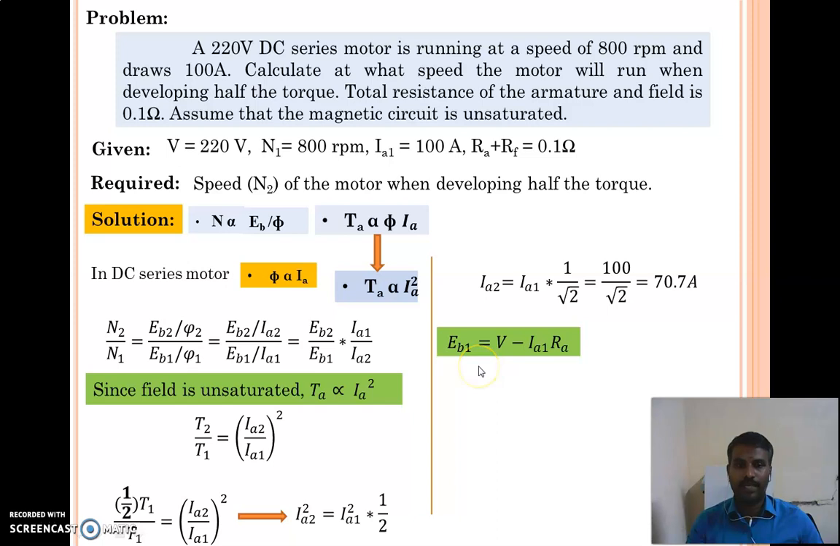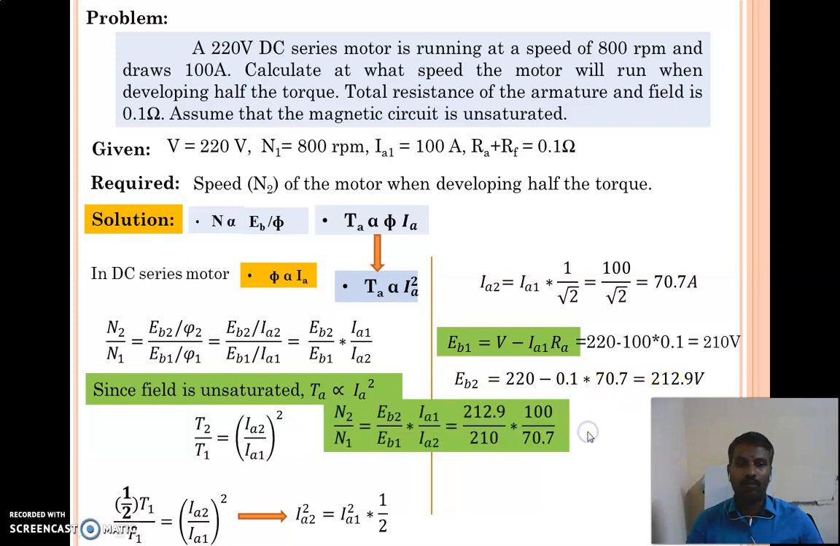Now we can find the value of back EMF EB1, and the equation of EB1 is equal to V minus IA1 RA. Value of V 220, IA1 is 100, RA is 0.1. Here RF is neglected, so RA is equal to 0.1 ohm. The value of EB1 is 210 volt. Similarly, you can get the value of EB2, that is V minus IA2 RA. Here V 220, value of IA2 is 70.7 amps, value of RA 0.1. So EB2 value is 212.9 volt.